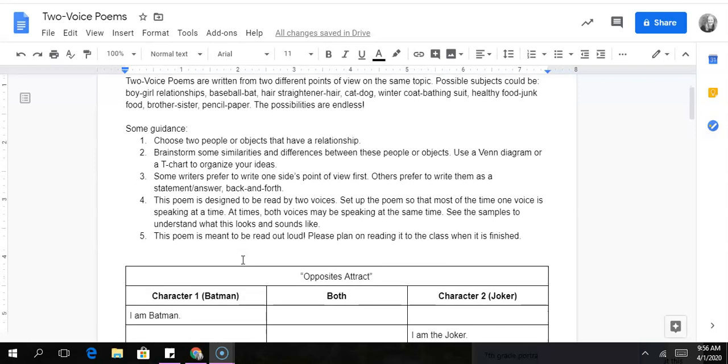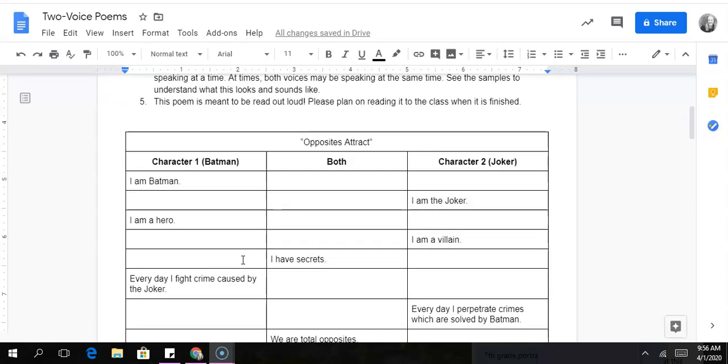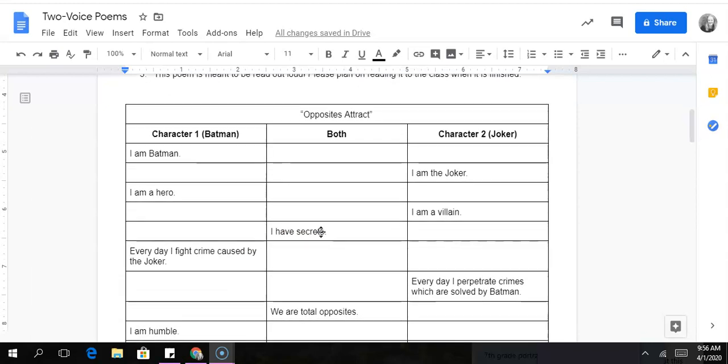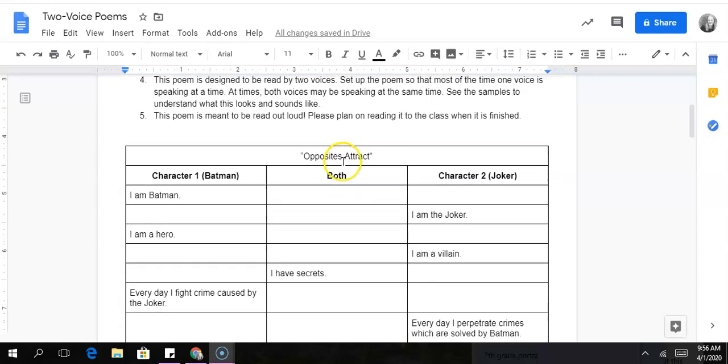So here's an example of an organizer for a poem. This one is called Opposites Attract. And this person is comparing two characters, Batman and the Joker. I don't know too much about Batman, but I know that Batman and the Joker are big time enemies. And so I know this poem is going to have a lot of differences between the two voices. But you also have this middle column called both. And that's where you're going to have some lines that both characters say because it's true of both of them.